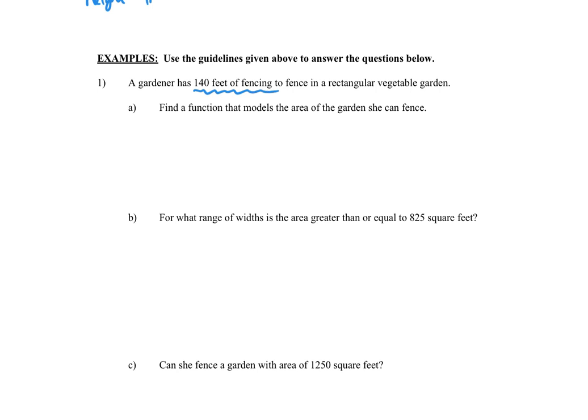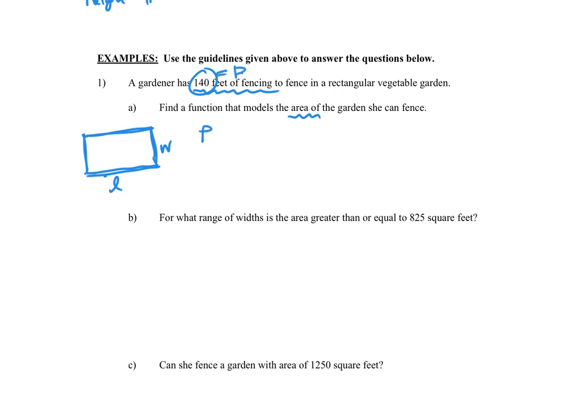All right, so we are just thinking about that, and I'm going to kind of draw my rectangular vegetable garden, and if I fence that in, it basically means the perimeter of that rectangle, right? It has to be only 140 feet. Okay, so the first part of it is just like what we did before. It says find a function that models the area of the garden she can fence. So what do I know? I know I have a length, and I know I have a width, okay? And we know that this 140 feet is the perimeter.